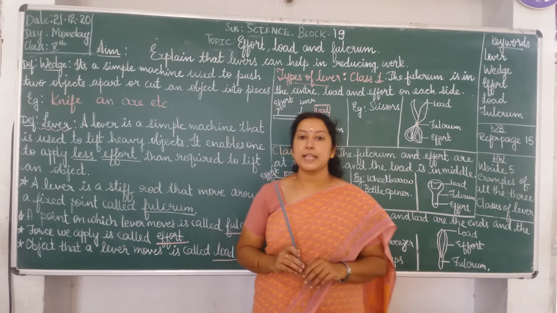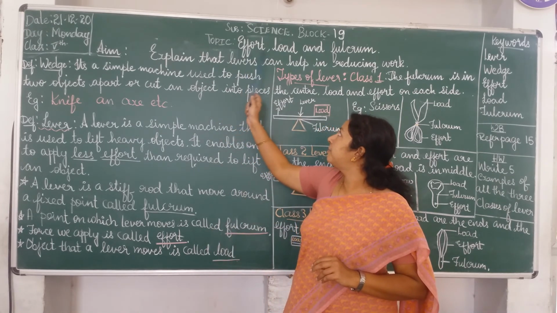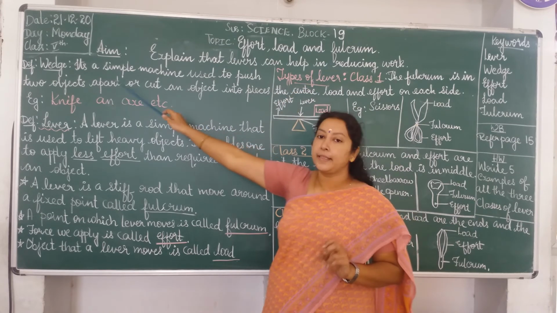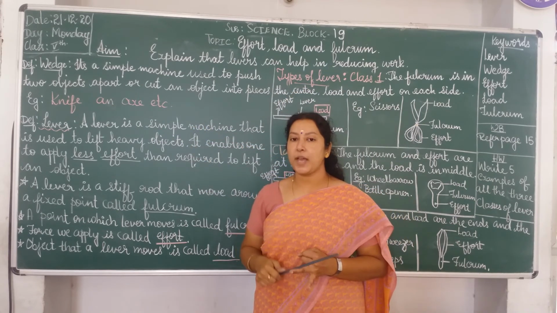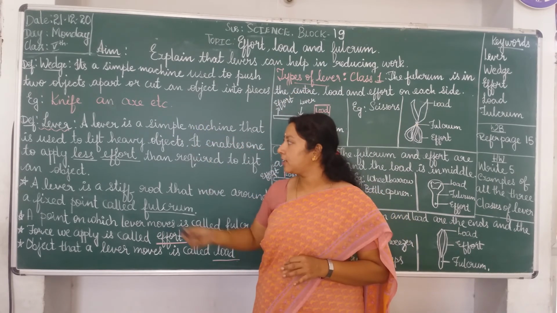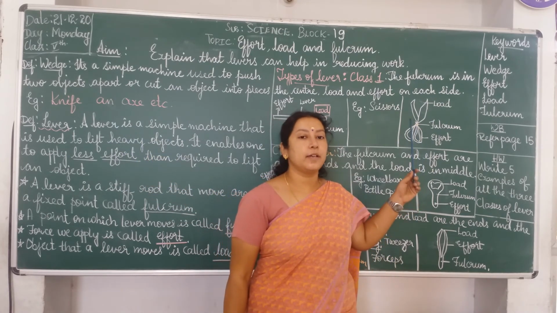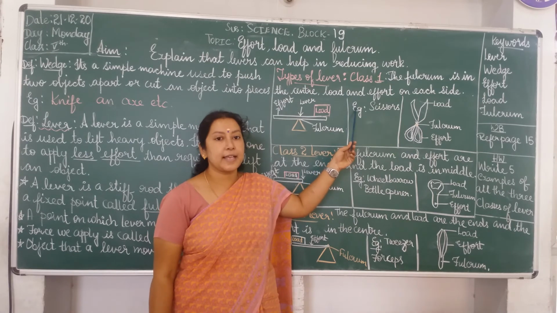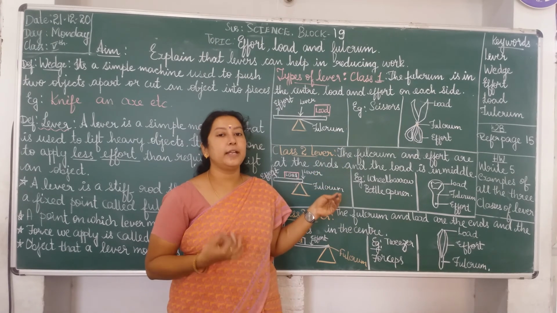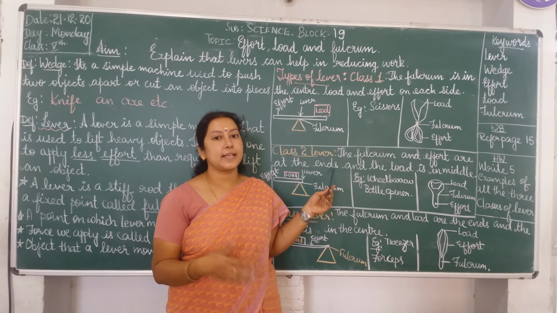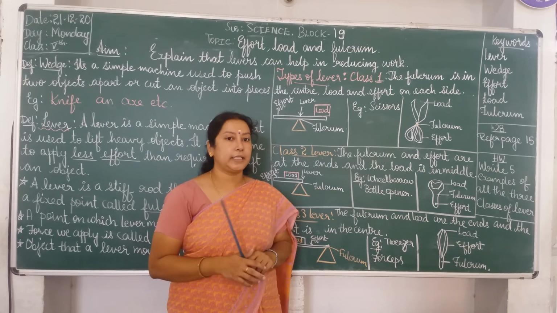So in today's class we have learnt about effort, load and fulcrum. Then second, a simple machine known as the wedge. Third, the simple machine category known as lever. We have defined lever and we have also learnt about the types of lever: class 1, class 2 and class 3, or first class lever, second class lever, third class lever.